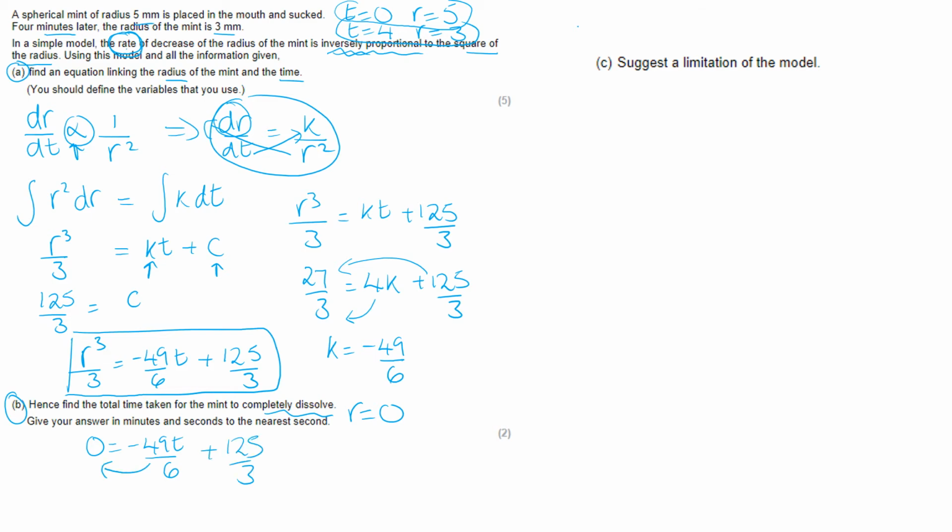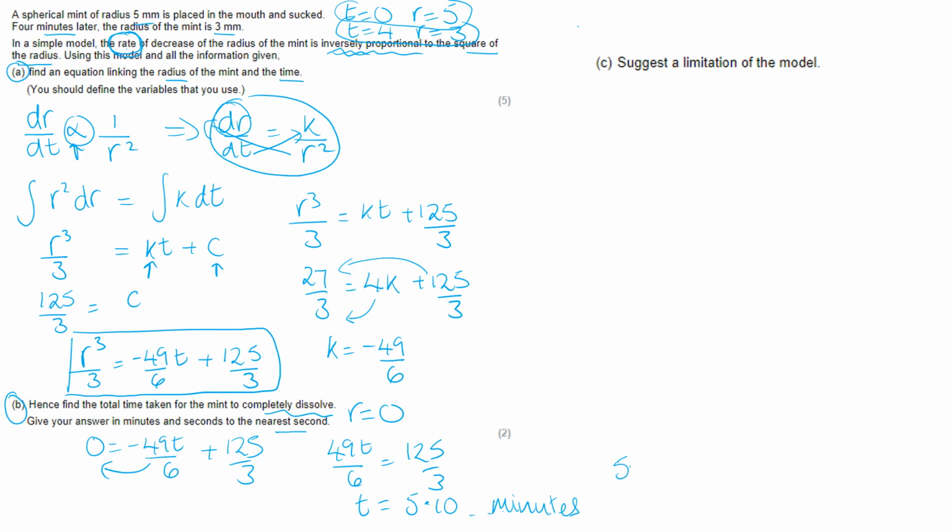Just take that minus term to the other side. 49t over 6 is equal to 125 over 3. If we just cross multiply, that will give us that t is equal to 5.10 minutes. We're in minutes. So what does it say? To the nearest second, so the 0.10 of a minute, we'll have to transfer that into seconds. So 0.1 of a minute is going to be 6 seconds.